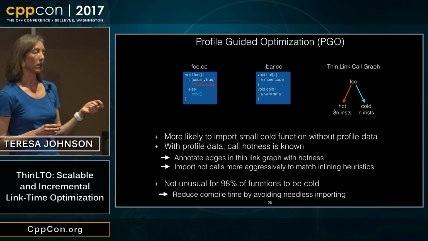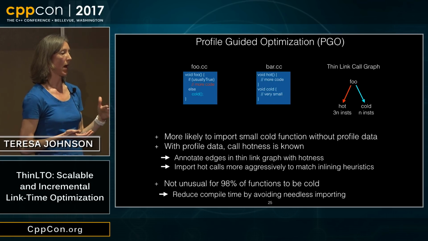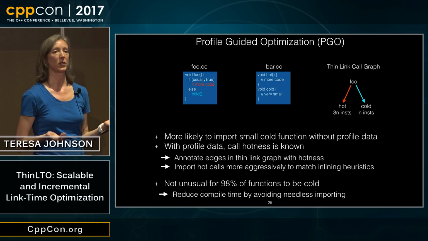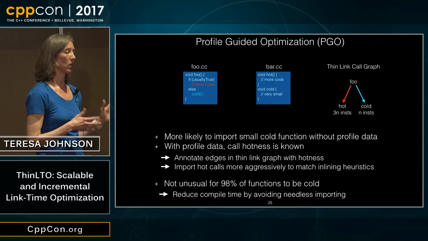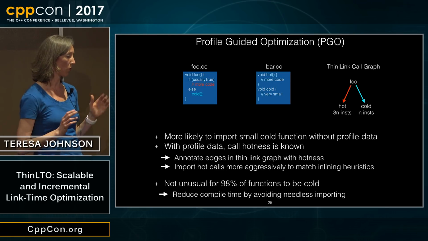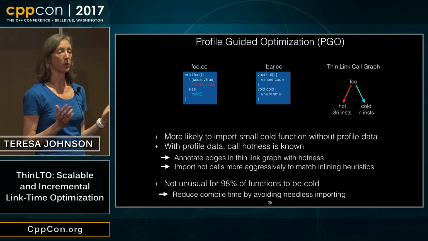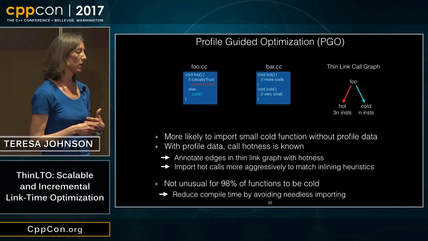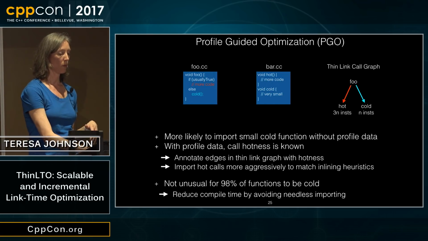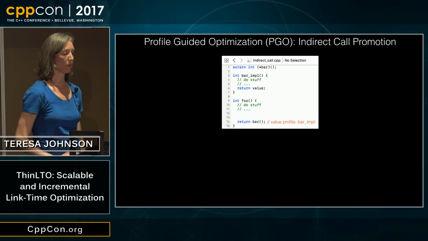The other aspect of this is, that's a performance win, but there's also a compile time impact from profile data. It turns out for some of our large applications, 98% of functions are cold. Maybe they're not executed at all, or they're only executed at startup time, which we don't tend to profile because it's not performance critical. But they're completely cold, and there's no point to importing them or inlining them. So by not importing them when they're cold, we can get a compile time improvement.